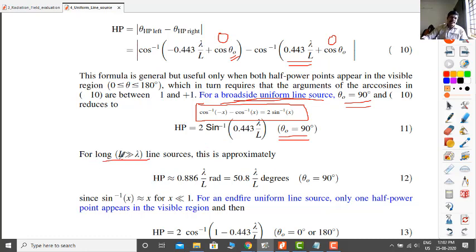For a long length of the source, when L is far greater than lambda, this quantity will be approximately the argument quantity. Now 2 times this argument will be 0.886 times lambda by L radian. The corresponding degree will be, so we know that pi radian equals 180 degree.